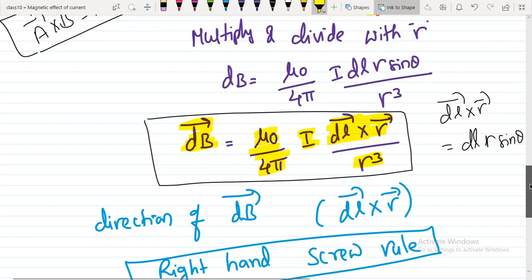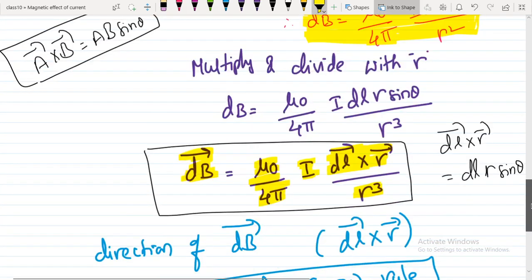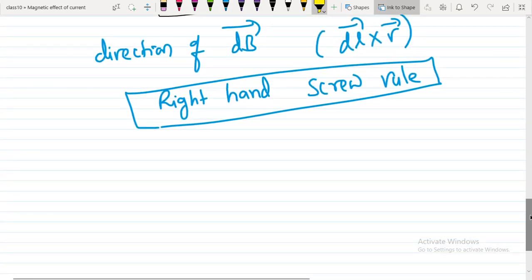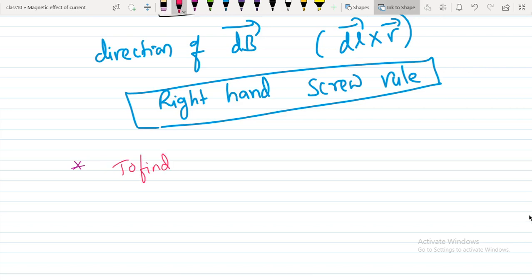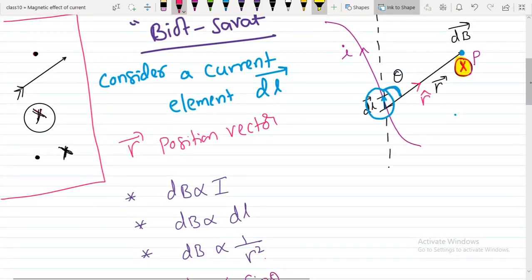So finally the magnetic field dB equals mu naught upon 4 pi times I dl sin theta by r cube. Suppose we take a case. Suppose to find the total magnetic field, so till now we were calculating dB. Now to find the total magnetic field, earlier we considered an elemental length dl. Everywhere we considered an elemental length dl.